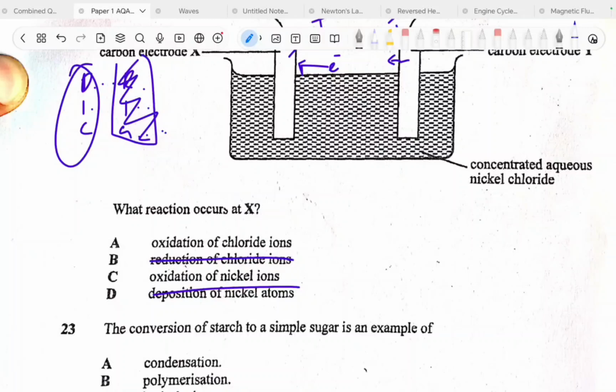Now we have to debate. Can nickel ions lose electrons? No, they cannot lose electrons because nickel is a metal, so it forms positive ions. Can chloride ions lose electrons? Yes, they can, because they form negative ions which can lose electrons. So our answer has to be A.